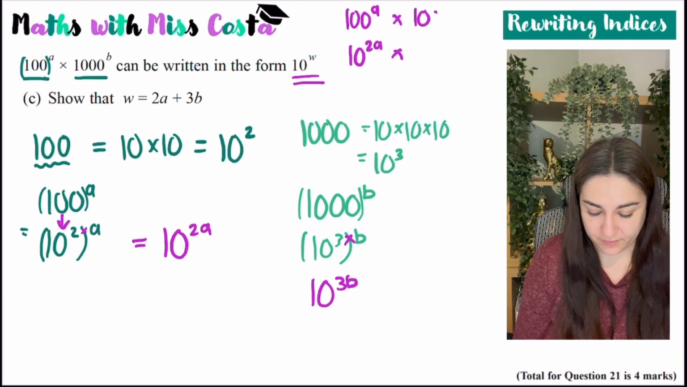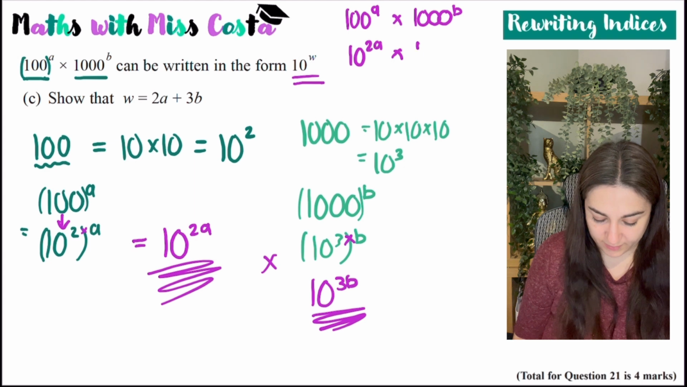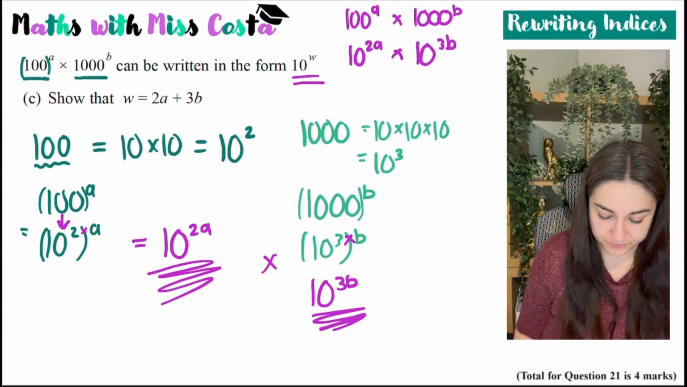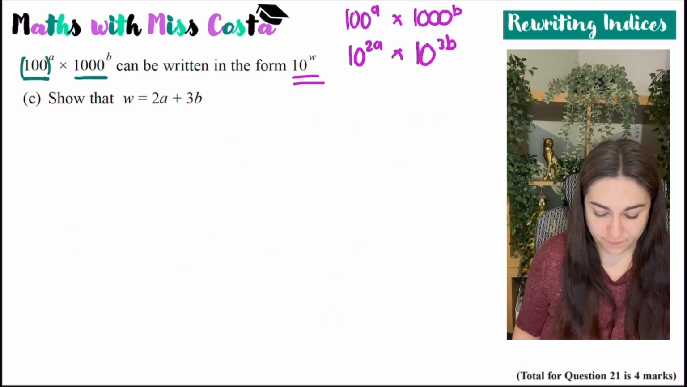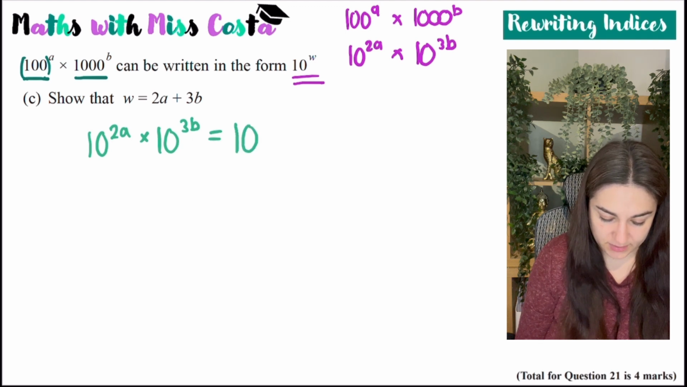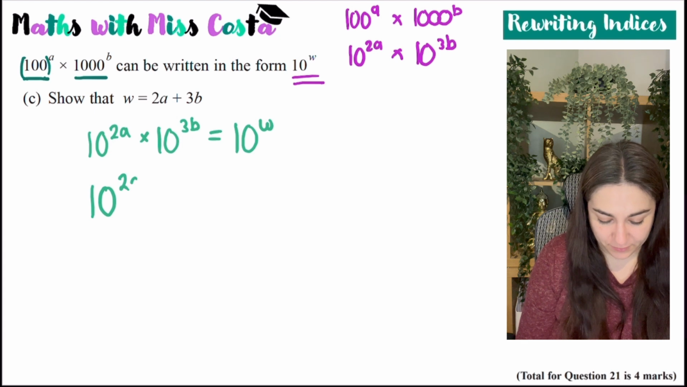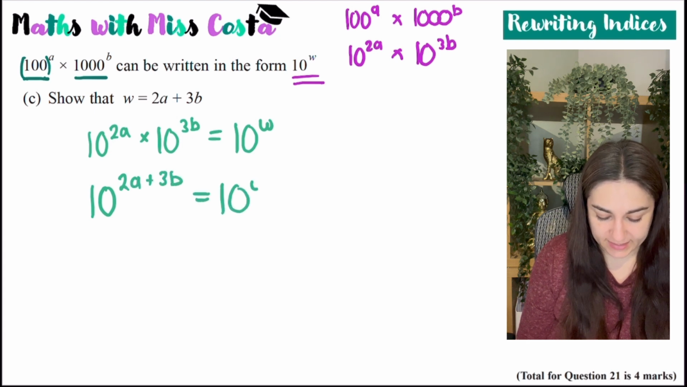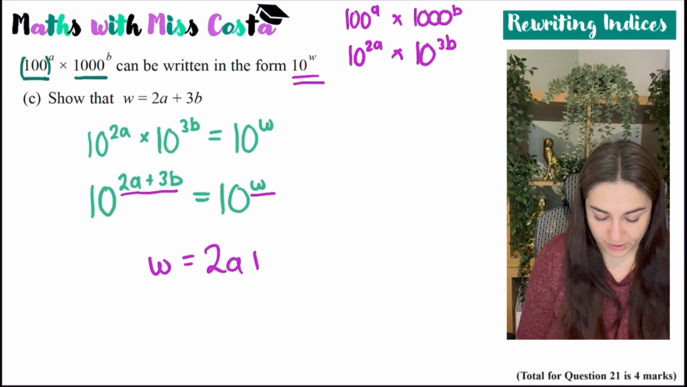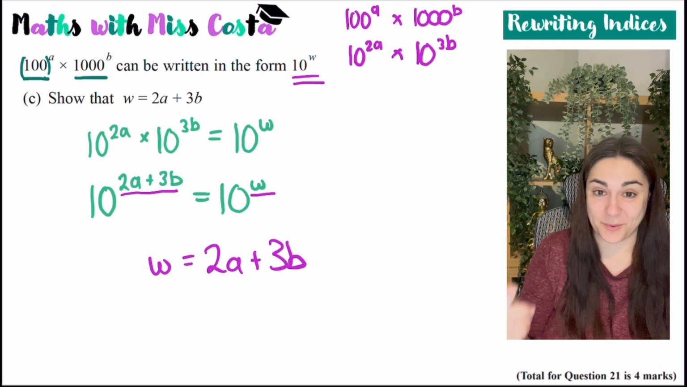So 100 to the power of a times by 1000 to the power of b is the same as saying 10 to the power of 2a, following this route, times by 10 to the power of 3b. Therefore, if I write that out like this, I know that 10 to the power of 2a times by 10 to the power of 3b is equal to 10 to the power of w, because what happens when you multiply indices? You add the powers. So that would become 10 to the power of 2a plus 3b is equal to 10 to the power of w. I know that this must be equal to that, so therefore w must equal 2a plus 3b. This is a tricky question, but that's how we'd show that, so we'd show all of that working.